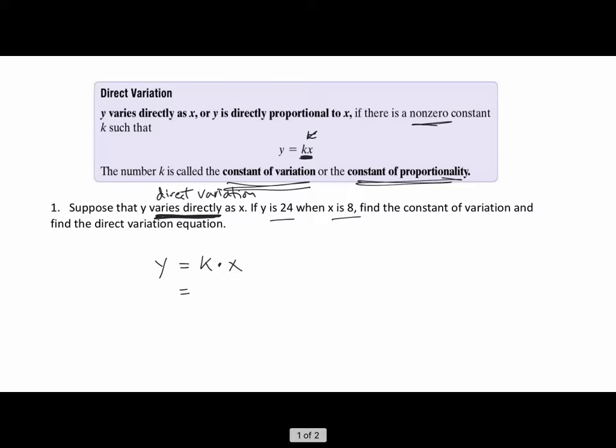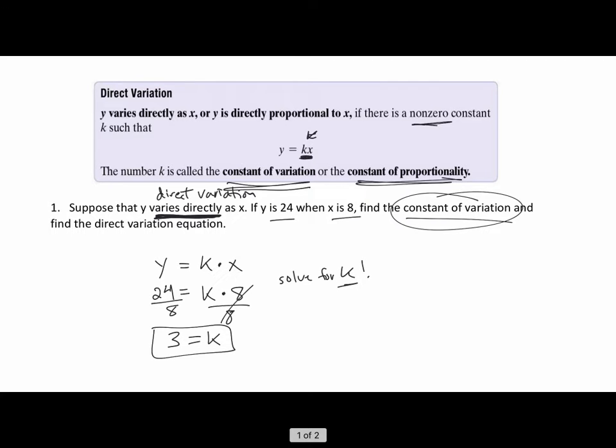Okay, so let me put those into this equation. y is 24 when x is 8. And that's going to allow me to solve for that constant of variation. And I have to do that because otherwise I can't have an equation without it. So to solve for k, it's being multiplied, so let's just undo that with division there. And that divides to 3. So this is the constant of variation. That's one of my goals, right?